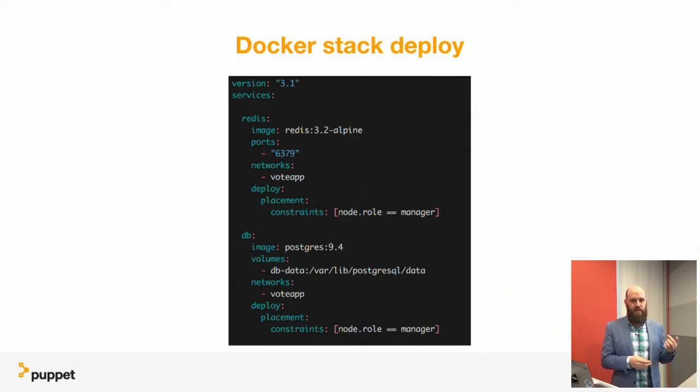So with Redis, you could say you want a replica of two. There'd always be two running. If one died, it would respawn another one. So very similar to the Kubernetes way of looking at HA.